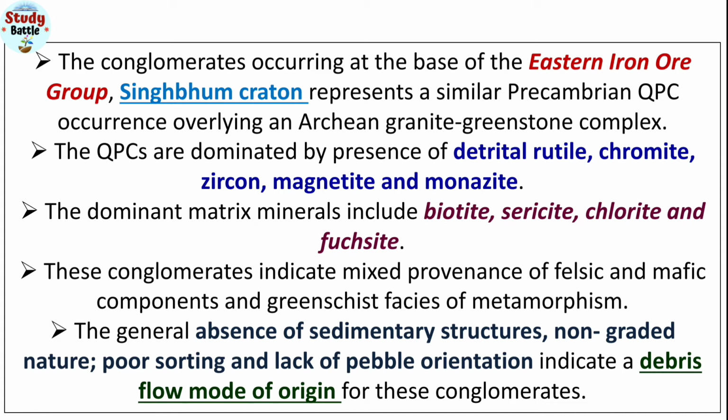And the main dominant matrix includes biotite, sericite, chlorite as well as fuchsite. So these are the matrix minerals which have been identified in this belt.